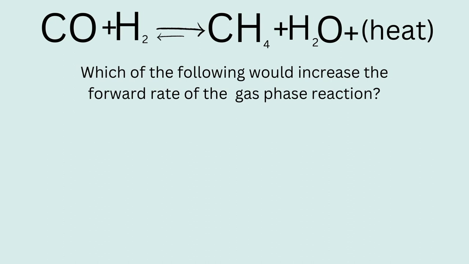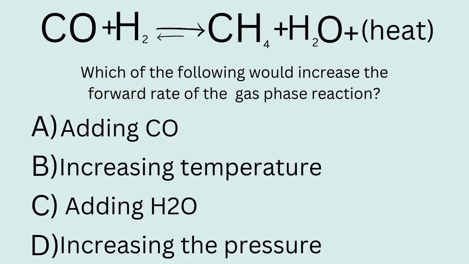Alrighty, next question. Which of the following would increase the forward rate of the gas phase reaction? First, I just want to point out that the forward rate is going from the reactant to the products. So the question is only referring to increasing the rate in that direction, from left to right. A, if we add carbon monoxide to the reactant side, this will definitely increase the rate of the reaction, because increasing the concentration of reactant will increase the forward reaction rate.